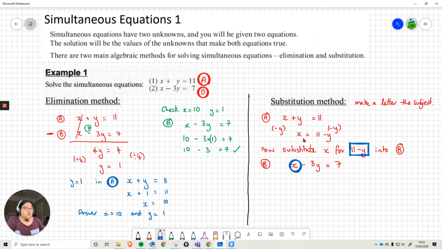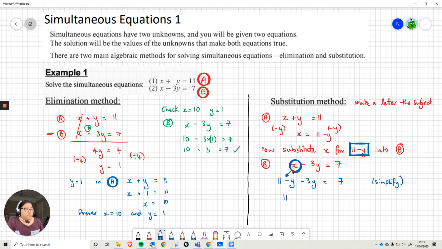They're the same thing. So by doing this, x as the subject, 11 minus y here is what x is equal to. I can replace the x in the second equation with that expression. So I'll end up with 11 minus y, and that's what the x has now become. The minus 3y is still there. We haven't replaced that, and it's still equal to 7. Now, once we've done the substitution, we're going to now simplify.